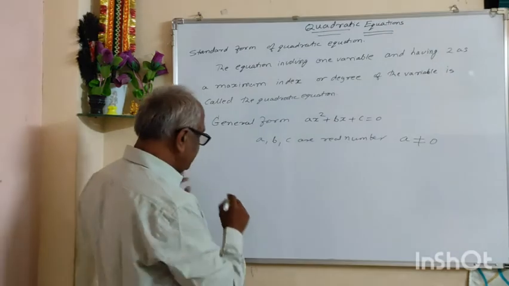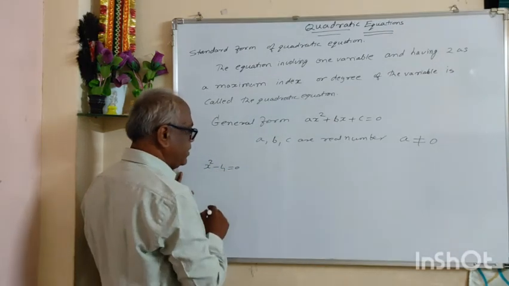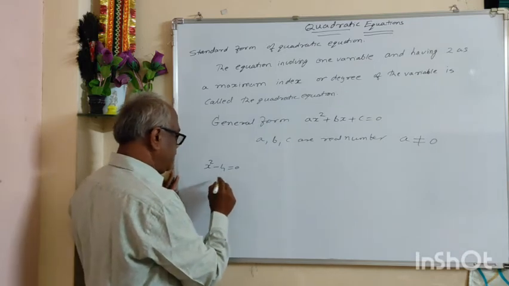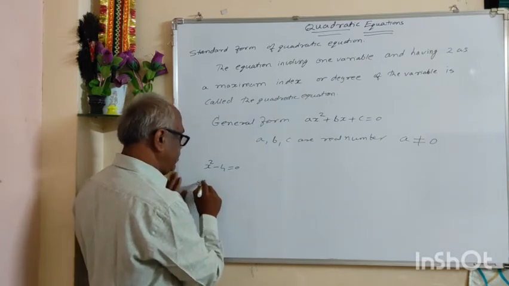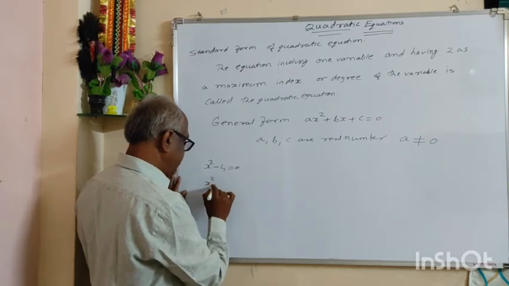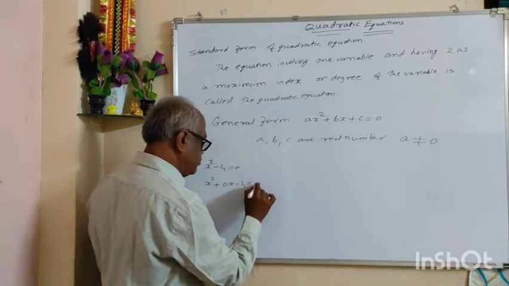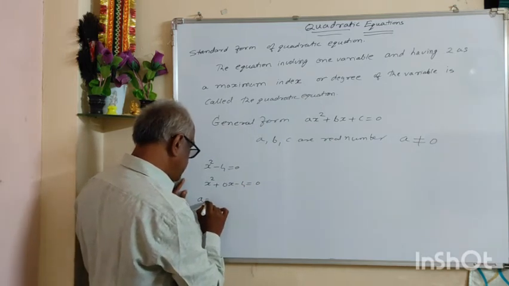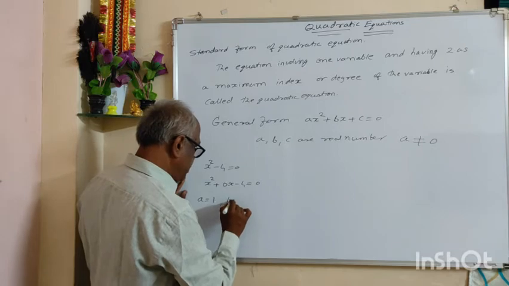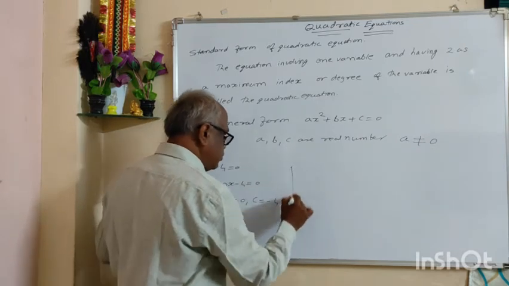Now here one example is there, that is x square minus 4 is equal to 0. Write this equation in the standard form. The standard form is 1x square plus 0x minus 4 is equal to 0, where a is equal to 1, b is equal to 0 and c is equal to minus 4.